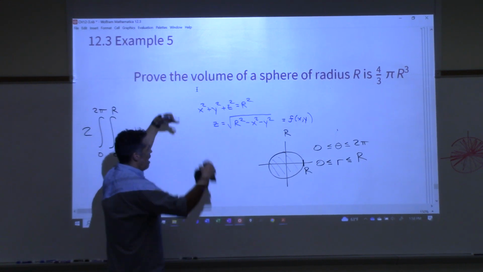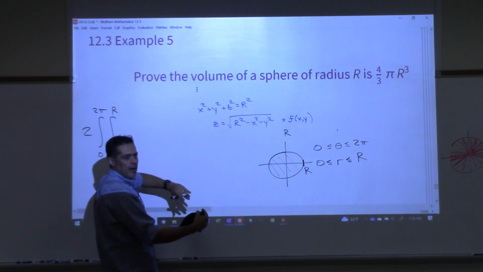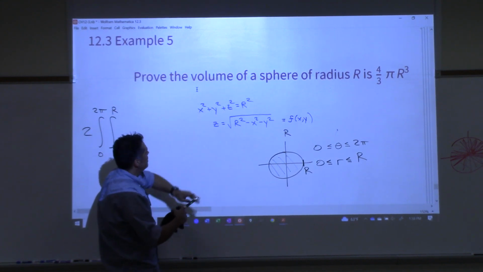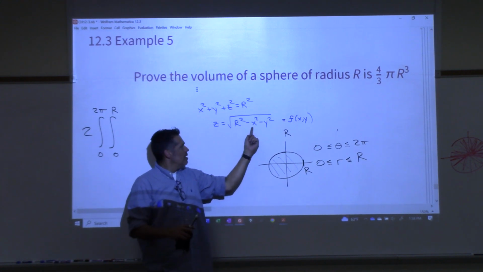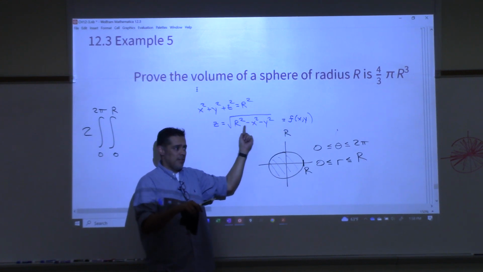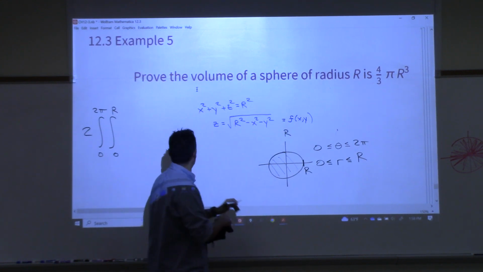And then I want the top function minus the bottom function, right? Top minus bottom. The top function's this, but we're going to play that same game we played a little while ago. We're going to turn this into a minus little r squared, right? So it'll be capital R squared minus little r squared underneath the root.